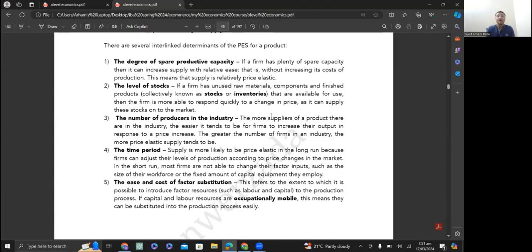Now the time period. The longer it takes for the producer to produce that good, the less elastic the product will become, which means that the product will become more inelastic the higher the time the suppliers require to produce that good.